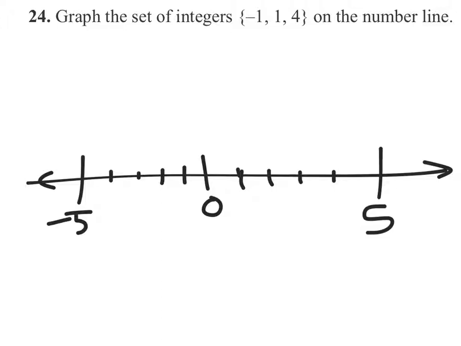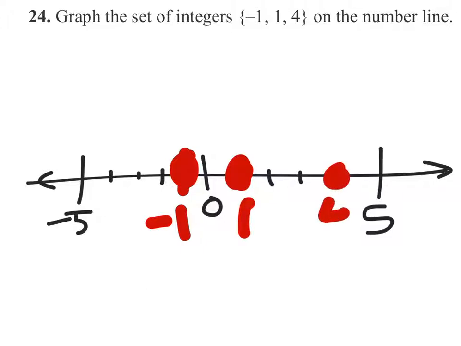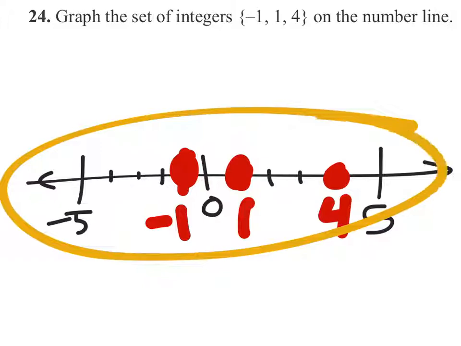All right. Graph the set of integers negative 1 and 4. Negative 1 would be 1 to the left of 0. So I'll just make that a different color. There's negative 1. We can put a point there. That looks really nice. 1 is 1 to the right of 0. So there's a 1. And then 4 is 4 to the right of 0. Bam. 4. That's it. I got it. Nope, we're not finished.